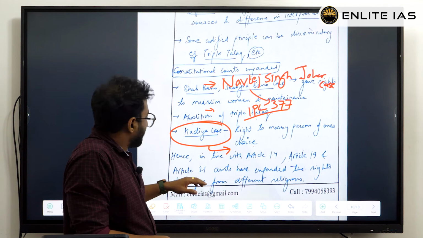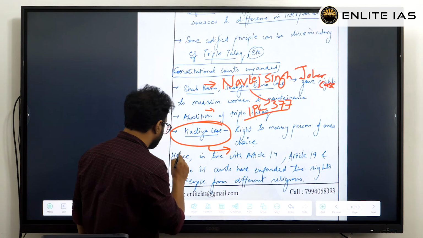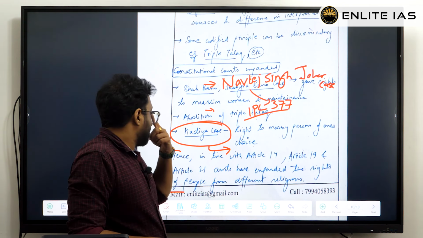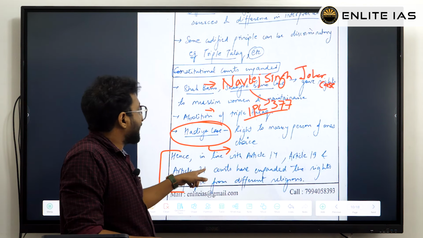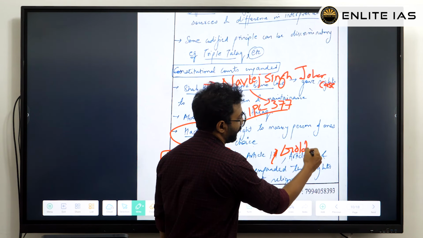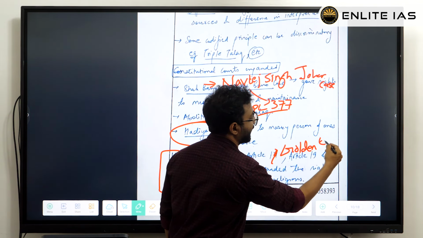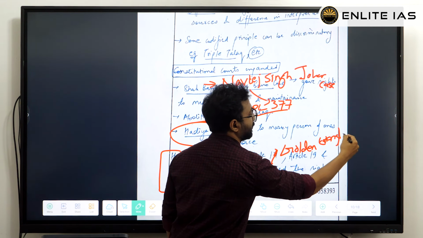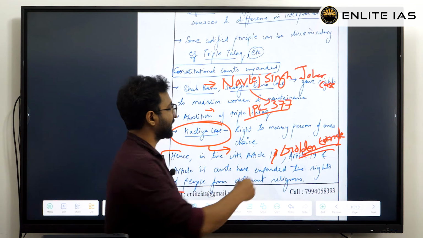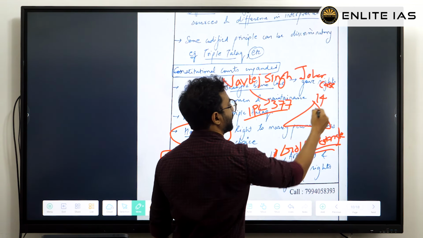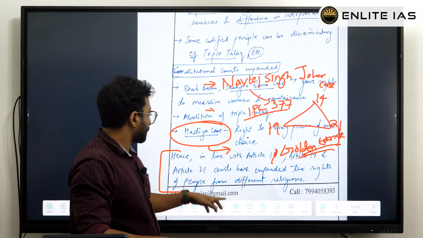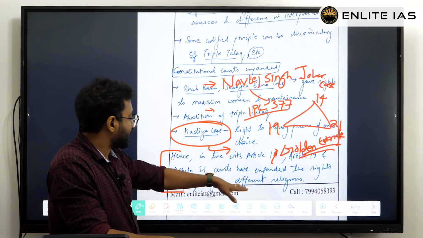Okay, and finally he gave a very small conclusion. It also matters. Even though it is small, it is needed. Hence, in line with Article 14, Article 19 and Article 21, that's the golden triangle rights. Always use these techniques, golden triangle rights. The examiner will be very happy to see these. This is not unknown to anyone. What is the golden triangle? That is Article 14, Article 19 and Article 21. It actually creates the golden triangle. So here he has written the golden triangle rights.